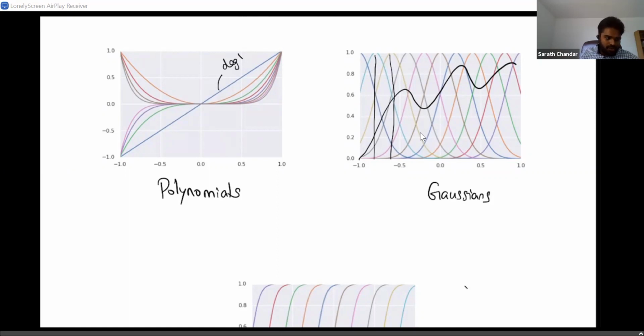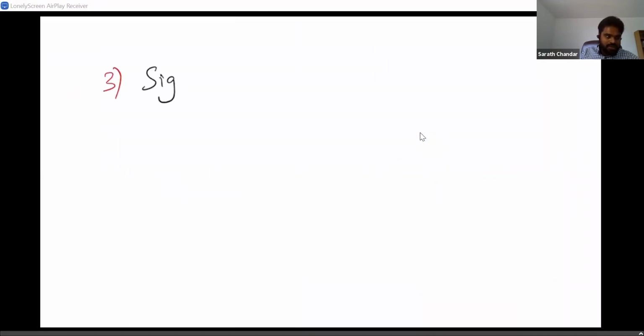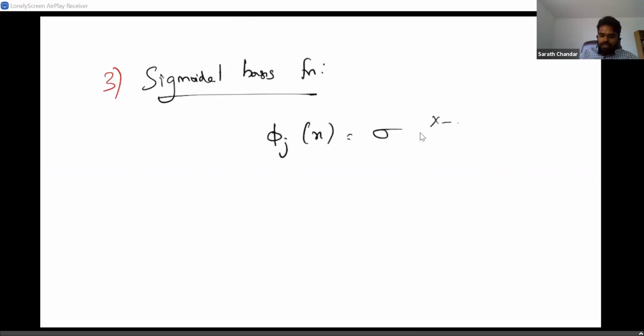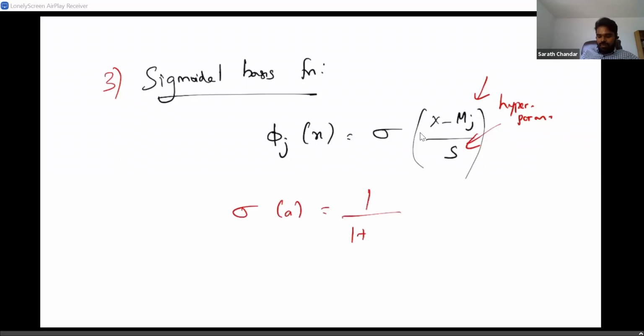Now we will also look at one more basis function, which is the sigmoidal basis function. The sigmoidal basis function is given by sigma of x minus mu j by s. Mu j and s are again hyperparameters. The sigma of a is given by 1 by 1 plus e power minus a. This is known as the logistic sigmoid function.